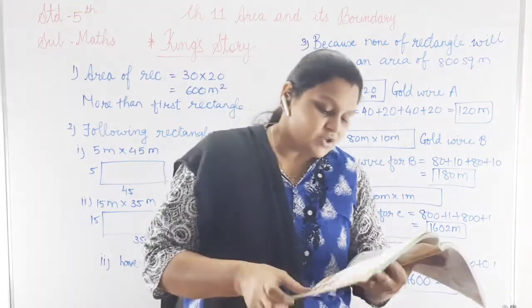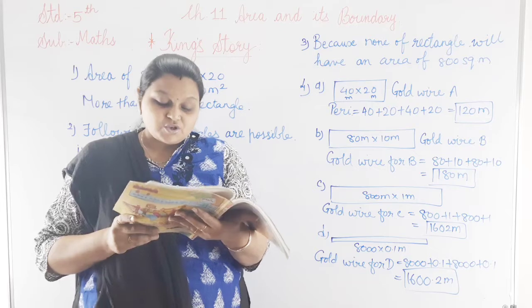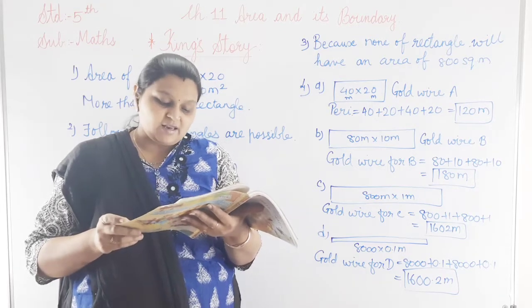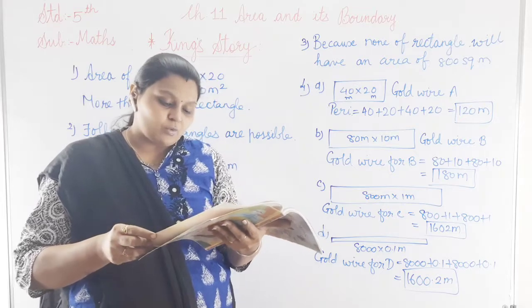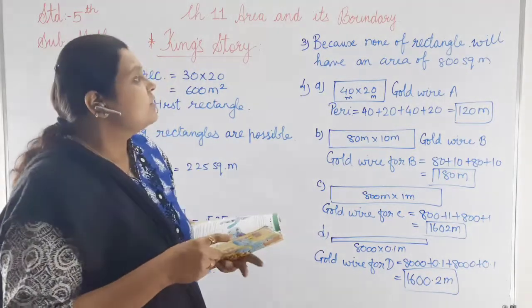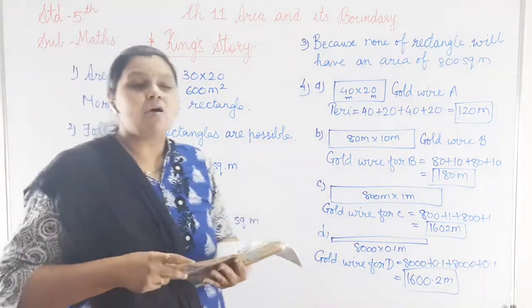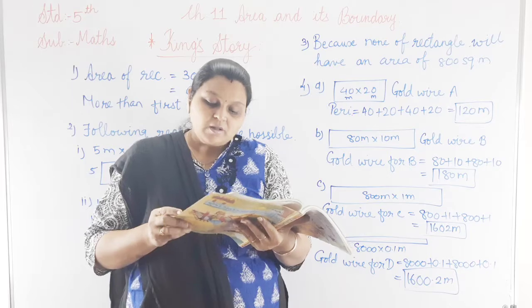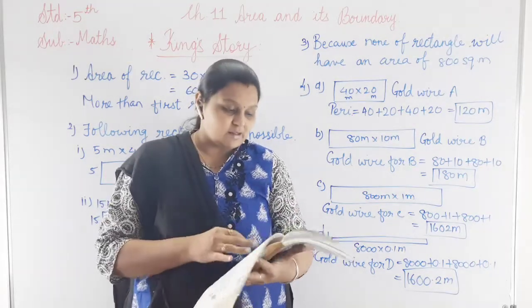Now next, Chegu's wife asked him to make a circle with the wire. She knew it had an area of 800 square meters. Why did Chegu not choose the rectangle? Explain. So here we can say that none of the rectangles will have an area of 800 square meter. That's why he has not chosen the rectangle.